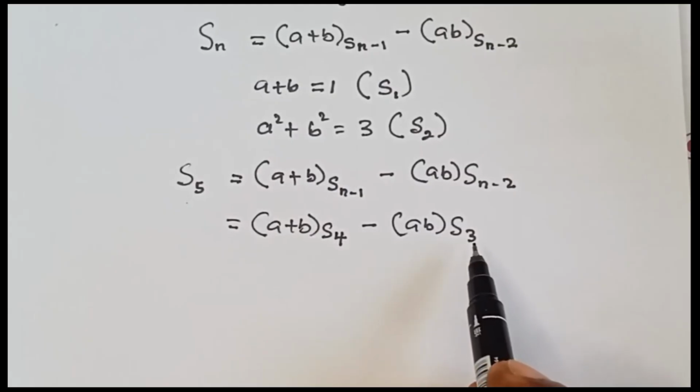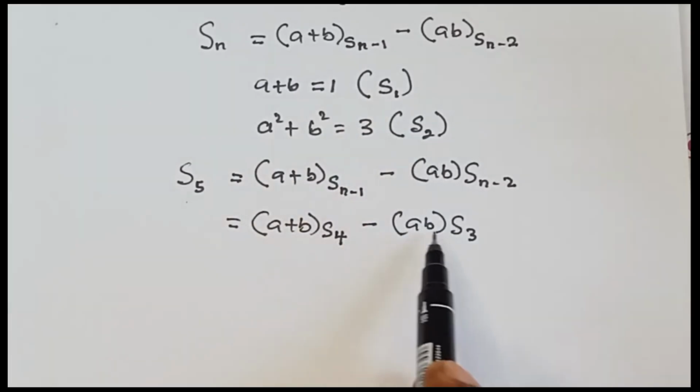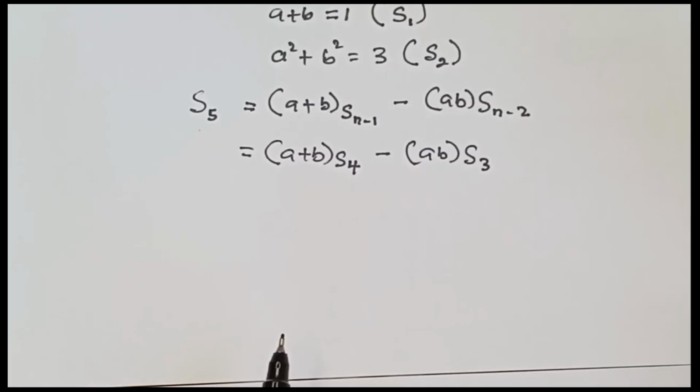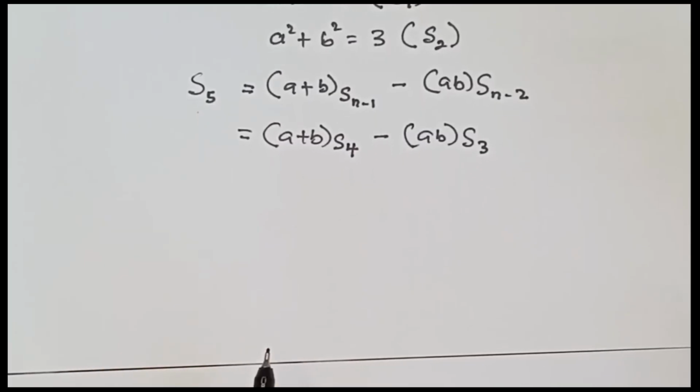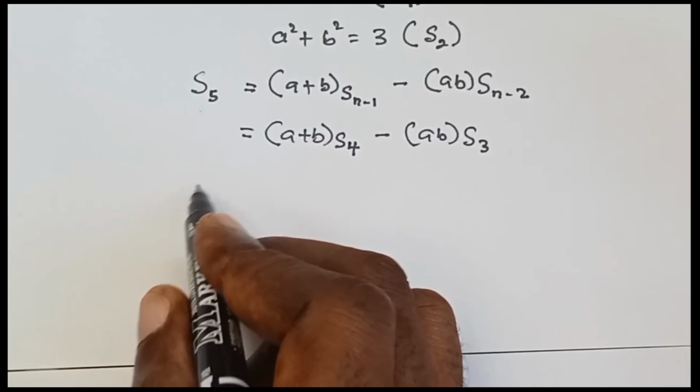And then we are only given the S1 and the S2, we need the S3 and the S4. So it means we have to use the same recurrence formula to find our S3 and our S4 first. Okay, so let's find our S3. What would be our S3?